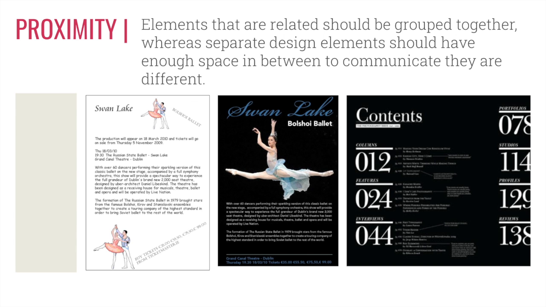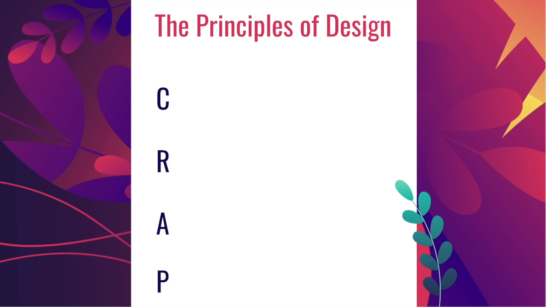Another example is the table of contents. Here you can see that there are page numbers, and then tucked up very close are the topics or the titles of the articles that will appear on those pages. Grouping elements together helps your reader know where to look.